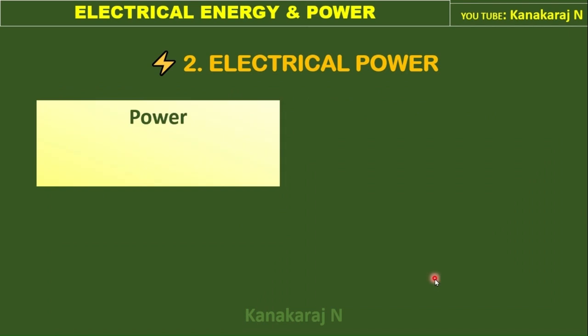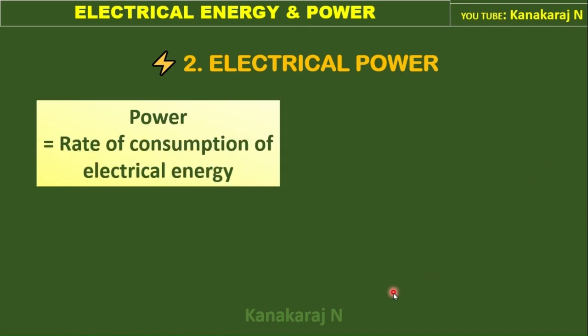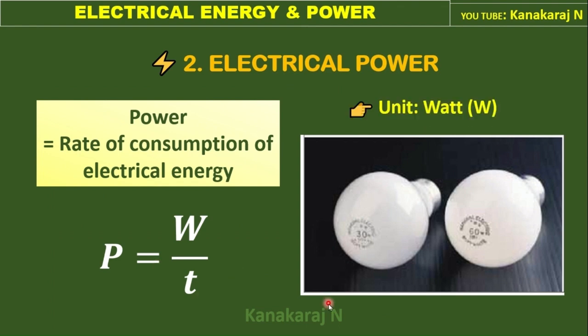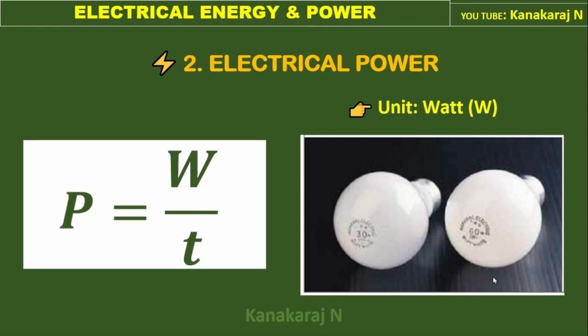Electrical power. The power is the rate of consumption of electrical energy. Here you have the bulb. The power is given by the electrical energy divided by time. Its unit is watt. So P equals W, the electrical energy, divided by time.